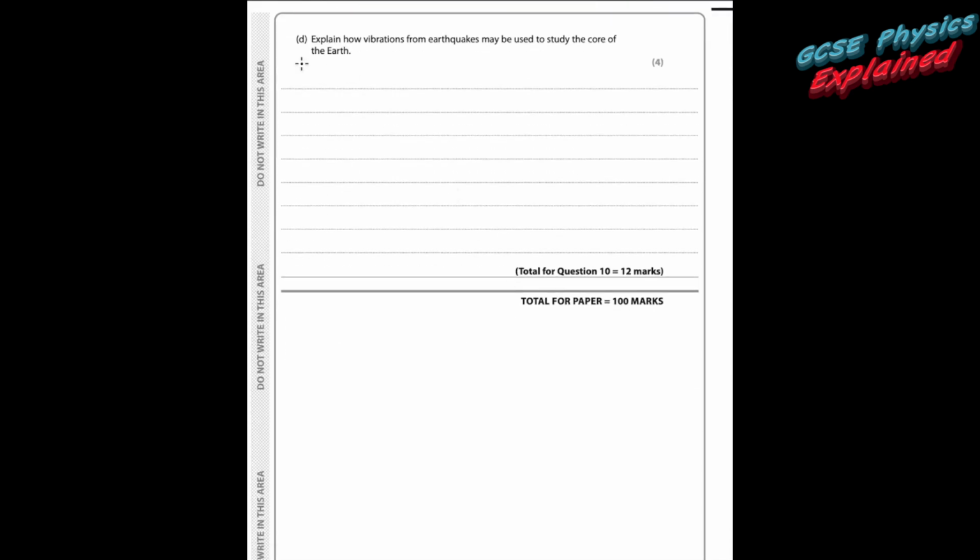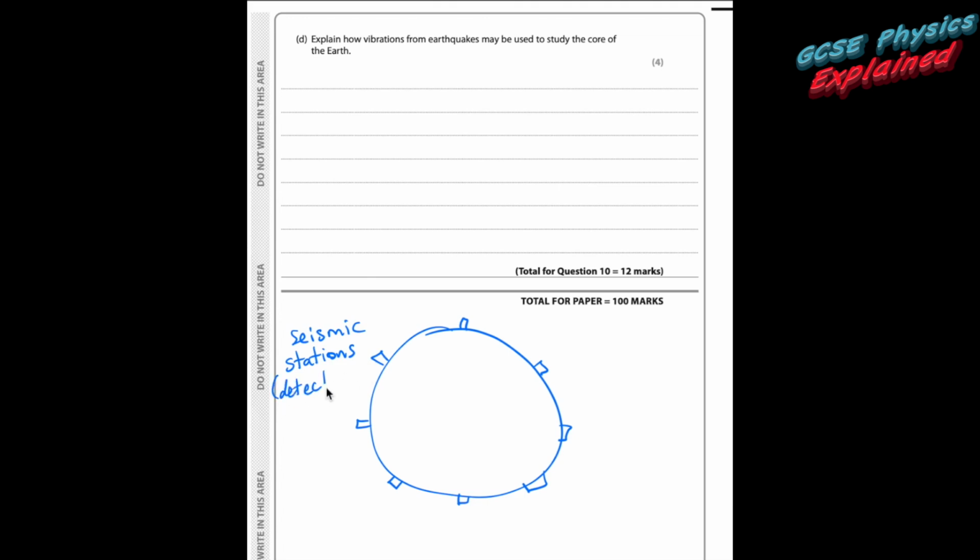And the last question, question D. Explain how vibrations from earthquakes may be used to study the core of the Earth. Right, if we draw a picture of the Earth here, what we've got is little seismic stations around the Earth. Now they basically detect earthquakes. They detect the seismic waves from earthquakes.